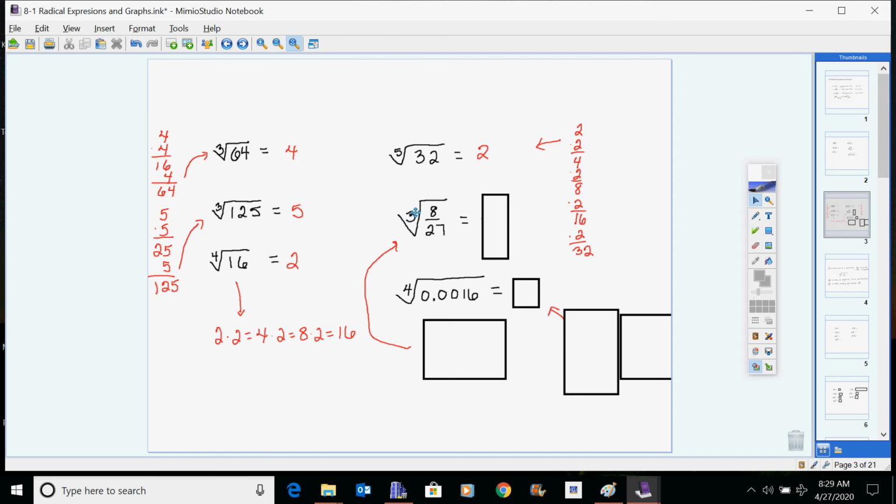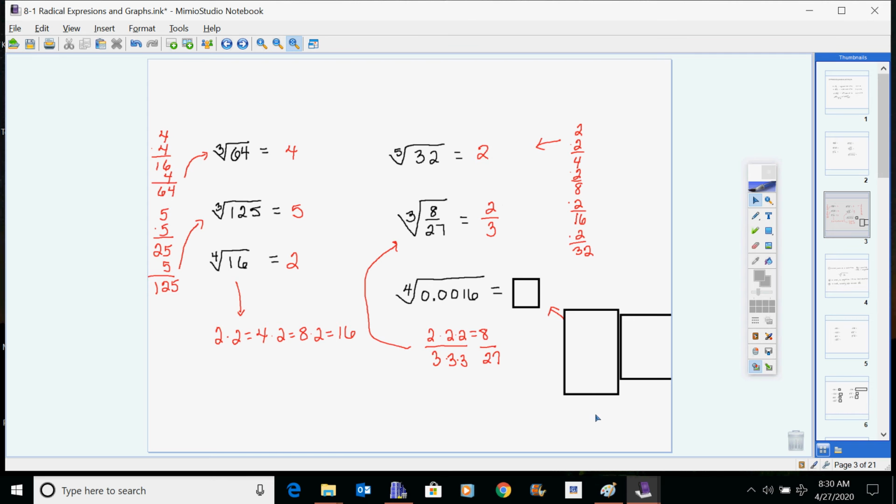This one's interesting because you're looking at a fraction, but you're really looking for what number times itself times itself, 3 of them, is going to give you 8/27. So think about the numerator and denominator separately. That's the easiest thing, because 2 times 2 times 2 gives you 8, and 3 times 3 times 3 gives you 27. So your answer is 2/3 here.